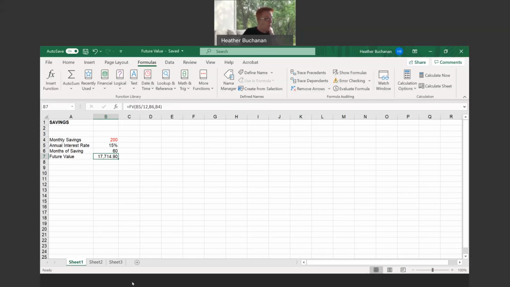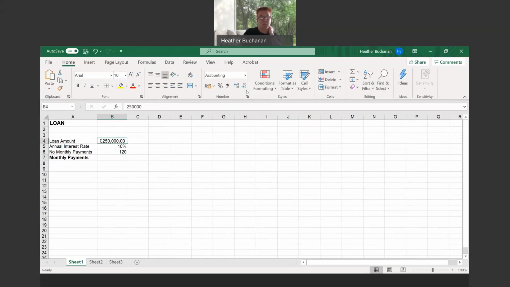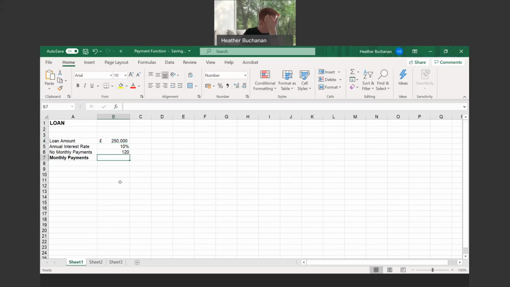The next one we're going to have a look at is a payment function. A payment function calculates the amount that will actually be repaid each month on a given loan amount. So we've got a loan here of £250,000, an annual interest rate of 10%, and we're going to make 120 monthly payments. Obviously, you could put that into currency to make it a little bit better, and let's just take the decimals off. So let's work out the monthly payments then.